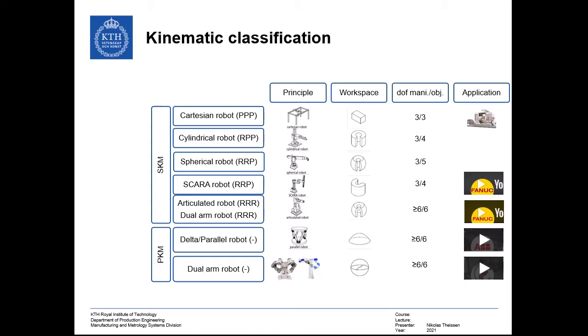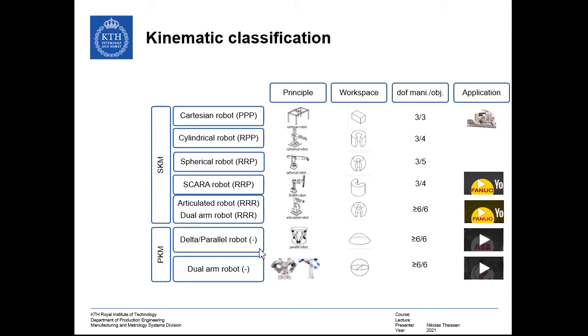As said, these robots come with either 6 or more degrees of freedom to be actuated in the manipulator, and what this means we're going to look into on the next slide. But before we do that, we are also going to look into delta robots and dual arm robots, as well as the general classification into PKMs and SKMs. But let's start with the delta robot, which is the first parallel kinematic machine that we're going to look into.